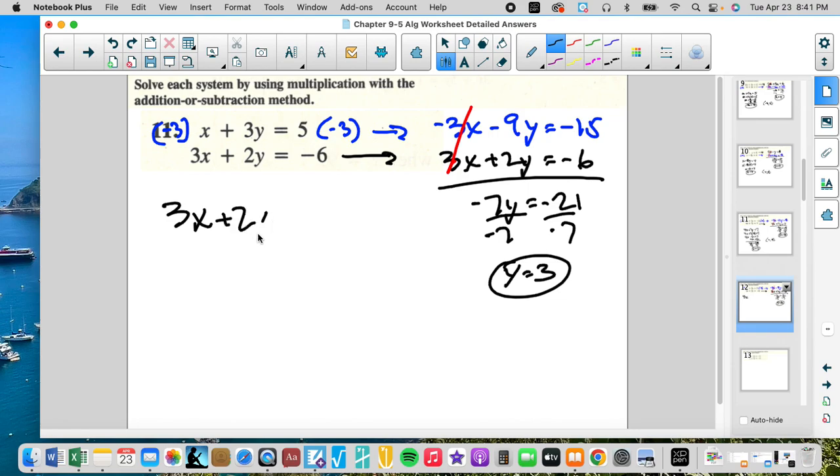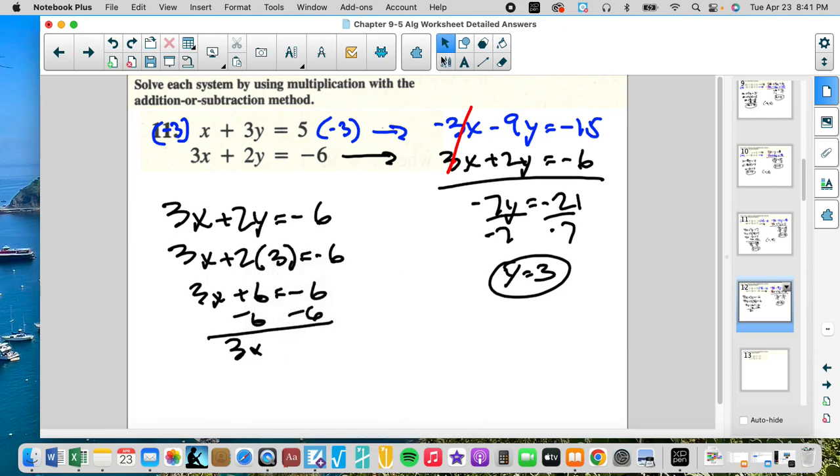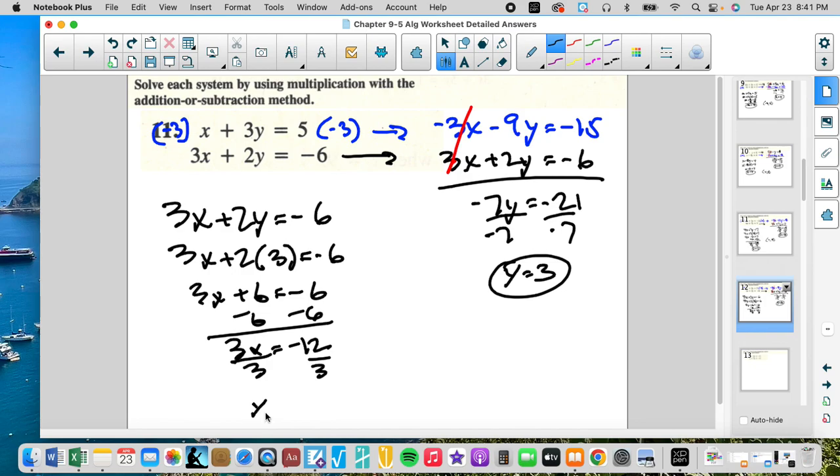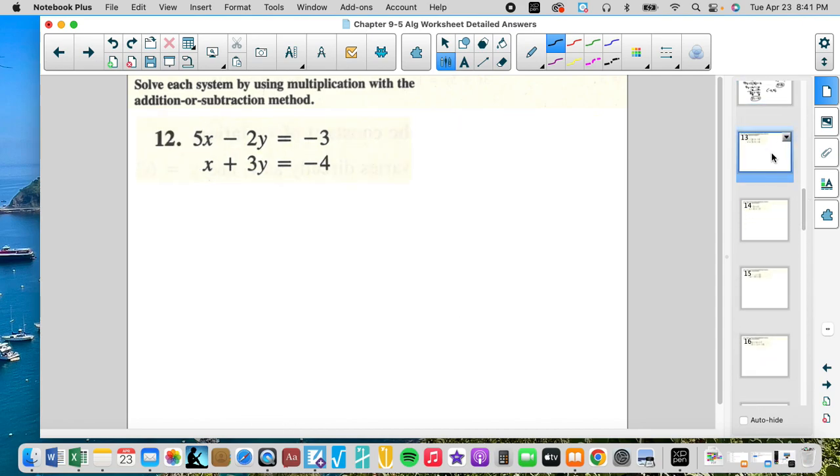3x plus 2y equals negative 6. 3x plus 2 times 3 equals negative 6. 3x plus 6 equals negative 6. Let's subtract 6. 3x, well, don't do that. 3x equals negative 12. Divide by 3, divide by 3. x equals negative 4. The point negative 4, 3 is the solution to the system of equations.